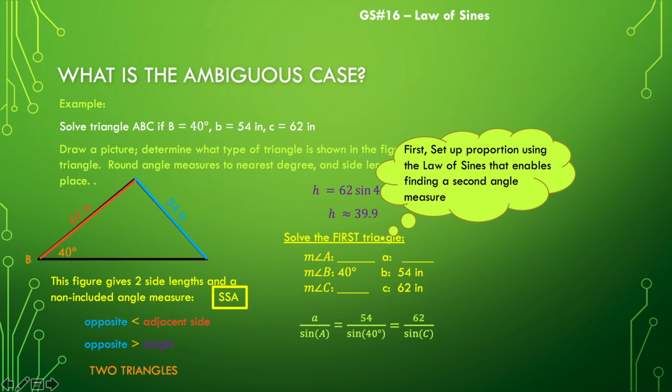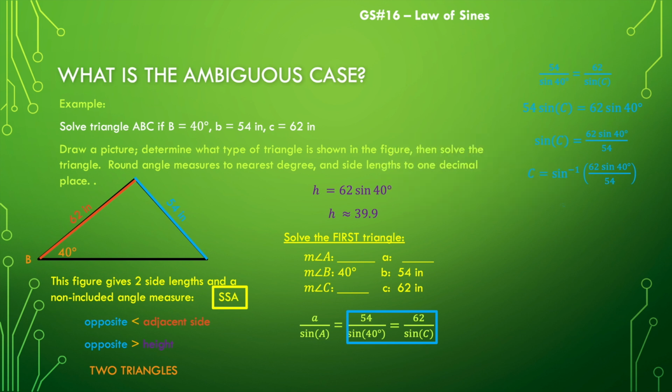Remember that I will have to solve for the angle that I have the corresponding side for. So I am going to focus on this piece here. Okay, so I've moved my work up to the top here. Let's cross multiply. 54 times the sine of angle C is equal to 62 times the sine of 40 degrees. Divide through by 54, and then take the arc sine to get the measure of angle C.